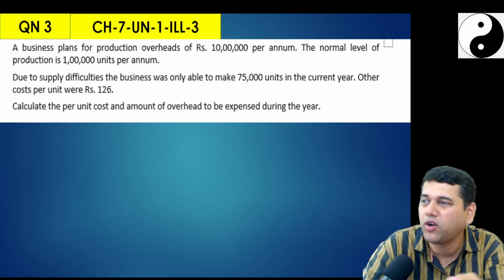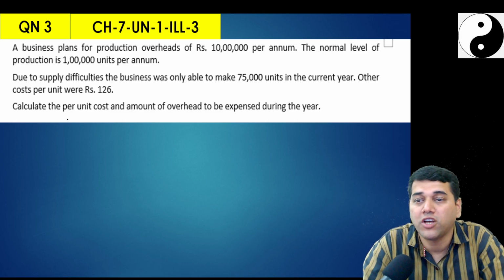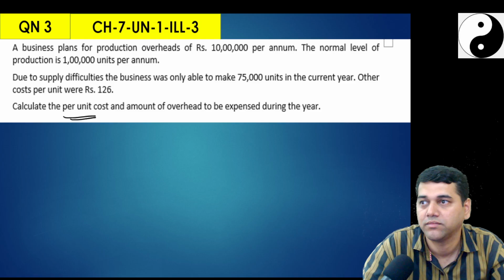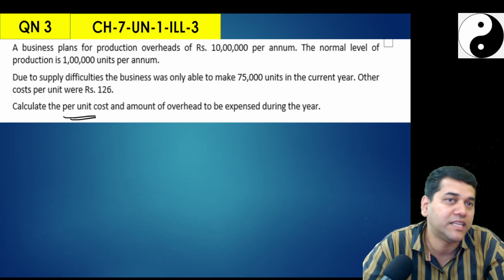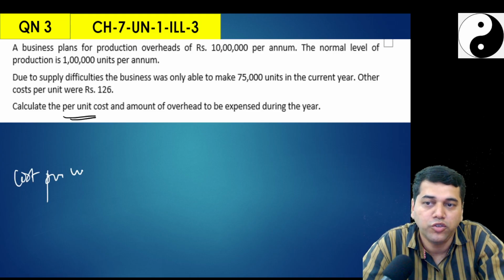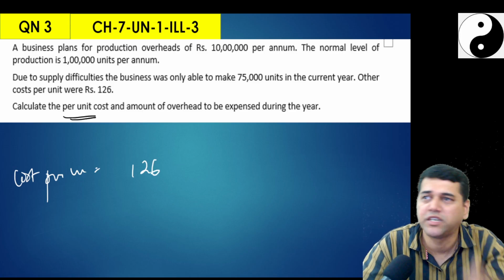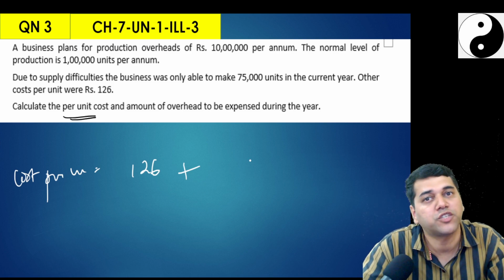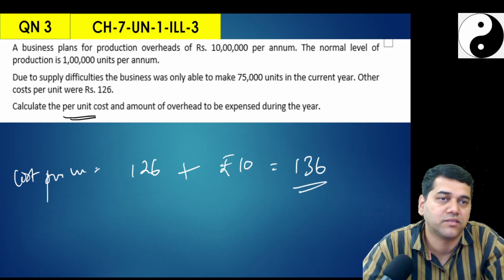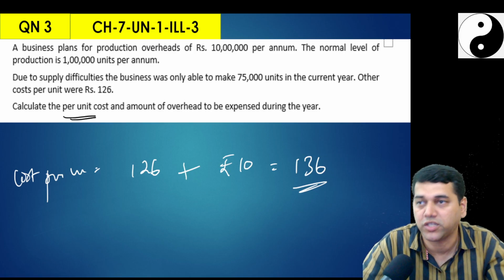Okay, again, it's a small concept, so you can just leave space to work. They asked you cost per unit. What is meant by cost per unit? It's the inventory cost per unit. What is the cost of inventory at the end of the year? So you can write cost per unit is equal to 126, other cost, variable cost, material cost, God knows, plus how much fixed cost you will allocate? Rupees 10, so 136.